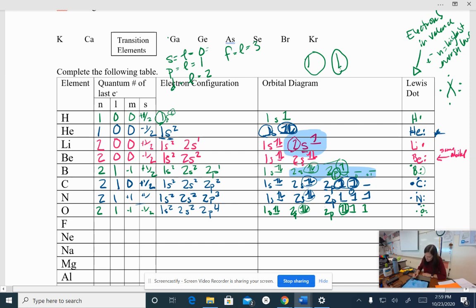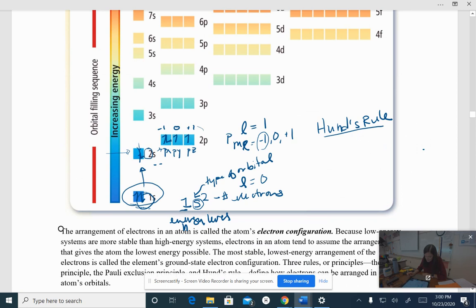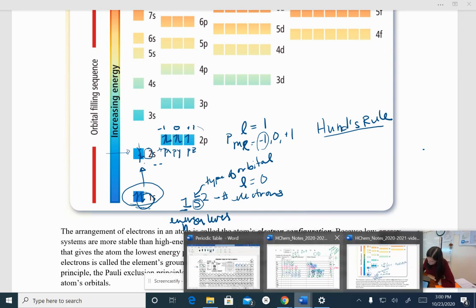All right, let's do fluorine. Fluorine, I have 9 electrons. Let's see where that 9th electron needs to go. I'm going to put a downspin in this middle orbital. So I now have 1s2, 2s2, 2p, 1, 2, 3, 4, 5. Okay, so here we go.